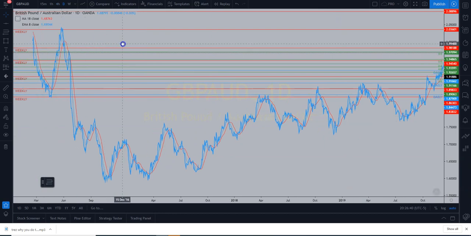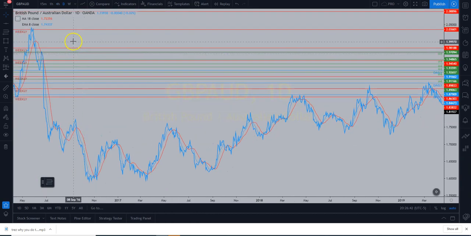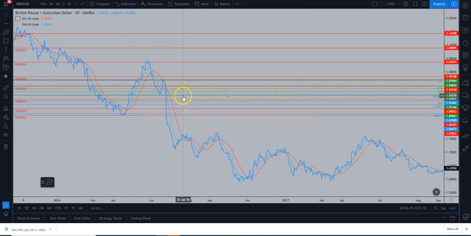And it's really off of this line right here. I really should have had that on the daily. That's horrible. I should have had that on the daily. I might fix that up.